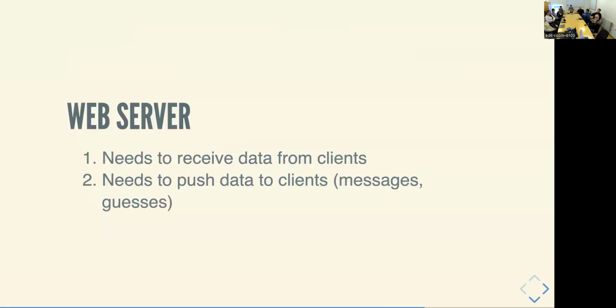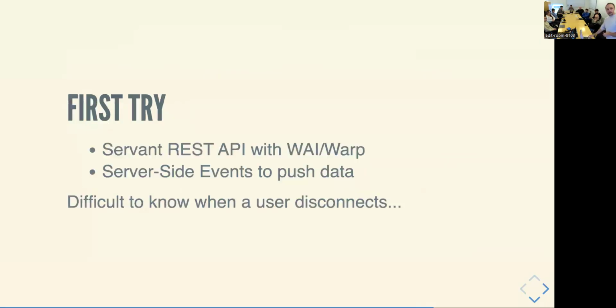Essentially what it is, is a web server. I need to receive data from multiple clients all at once, but I also need to push data back to clients. So if client 1 writes a message, then client 2 needs to automatically get that message on their screen. Same goes for guesses and so forth. My first try was to implement this with a REST API. There's a lovely library in Haskell called Servant that allows you to define your API as a type, and then instantiate that type to make your server. So that was my first port of call.